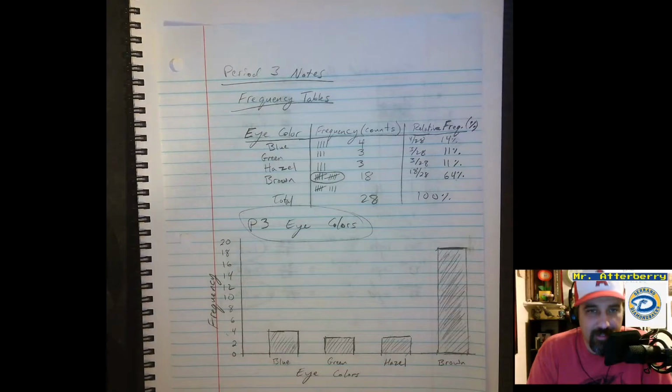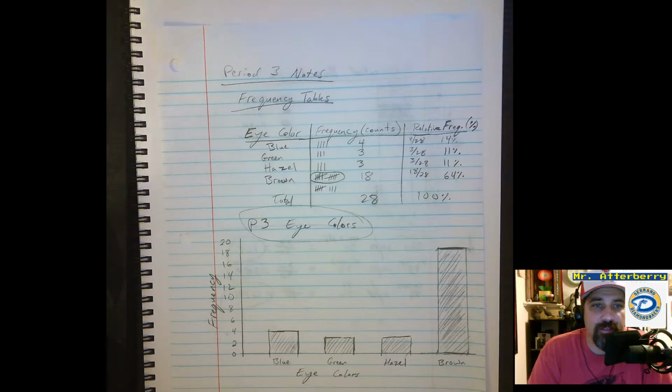So in class today, we talked about frequency tables, relative frequency, segmented bar graphs, and a little bit about how to read some tables, okay?